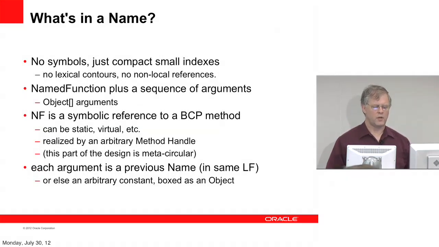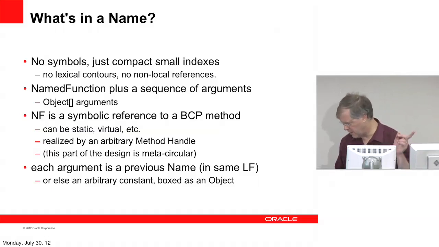Let's see, there's no up levels. This is not real lambdas. This is inspired. This is a homage to lambdas. There's no nesting of functions here. A name, if it has an expression, is a simple named function thingy, which has a symbolic reference but cooks to a method handle, and then a bunch of arguments. Anything else to say? No.